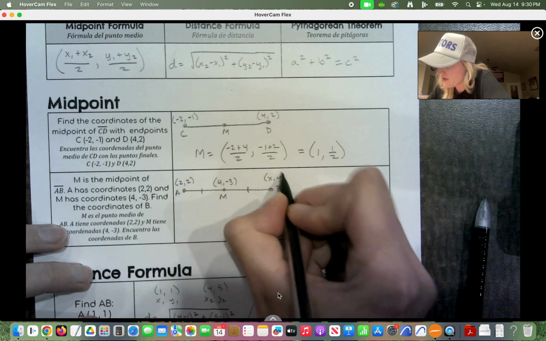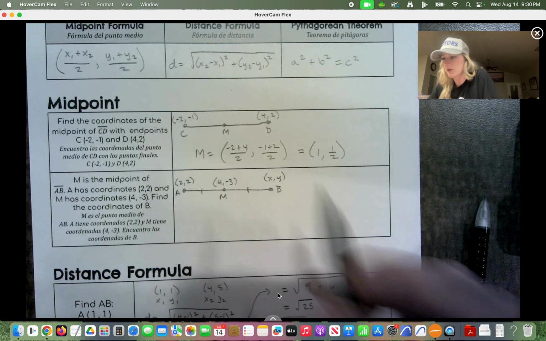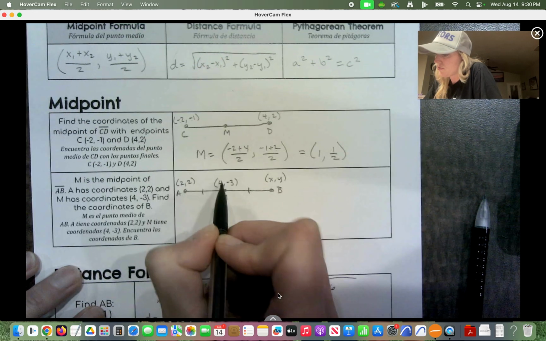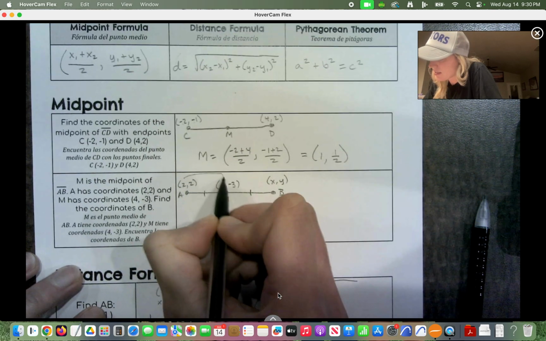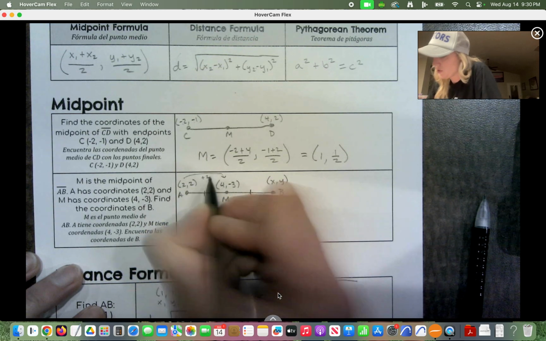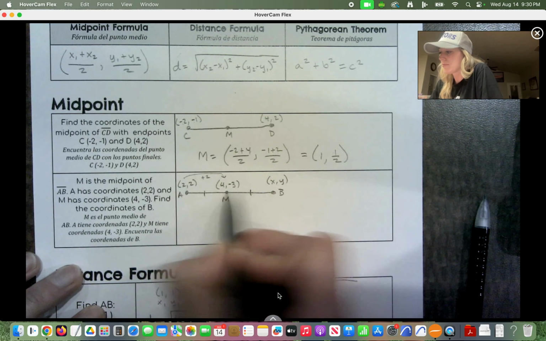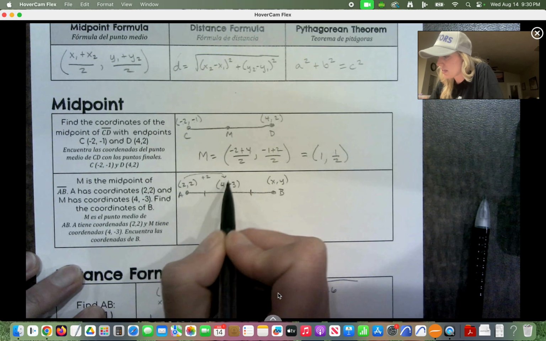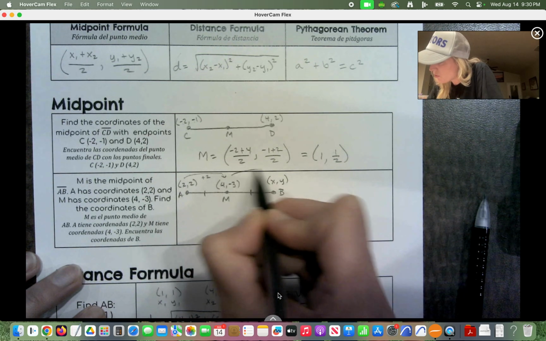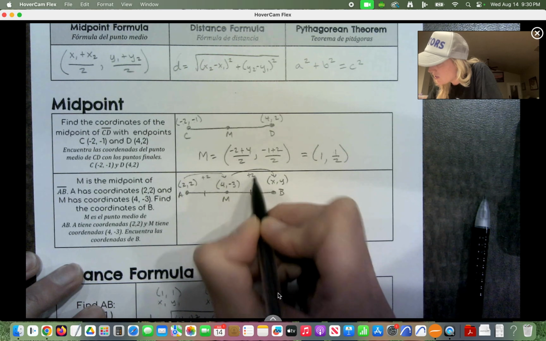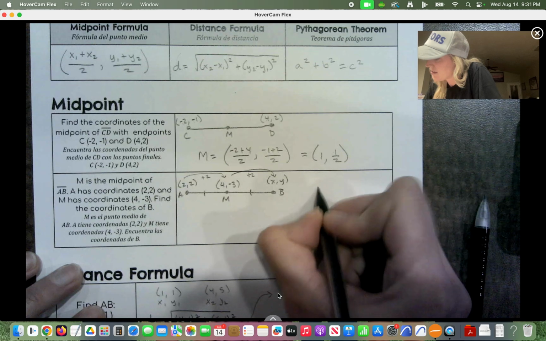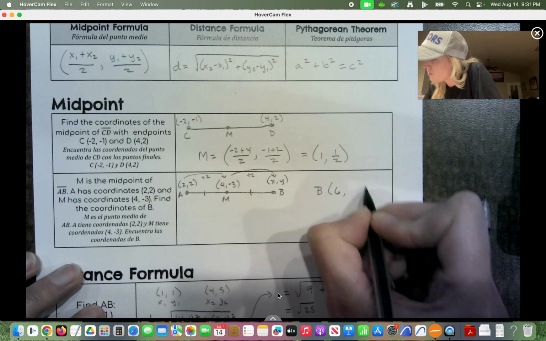So I'm going to have an x coordinate and a y coordinate. I'm going to look at the x's first. So from 2 to 4, the x's, they added 2. In order for this length to be congruent, I have to do the exact same thing to the x. So if I added 2 to get from 2 to 4, I'm going to add 2 again to get from 4 to this x coordinate. So if I add 2, I get 6. So the x coordinate must be 6.